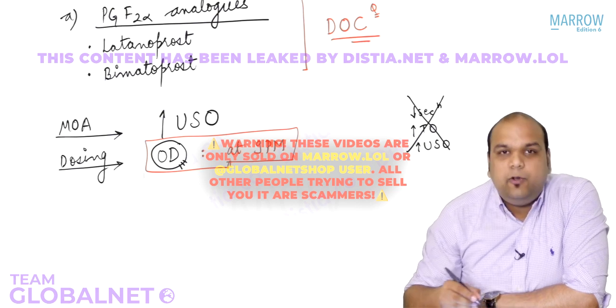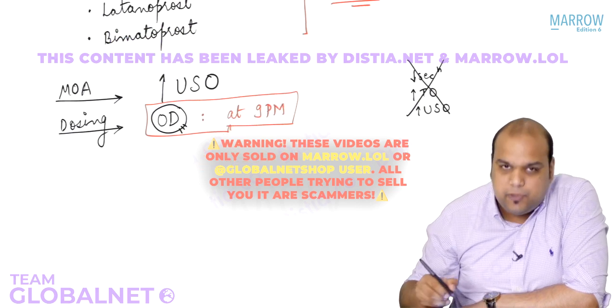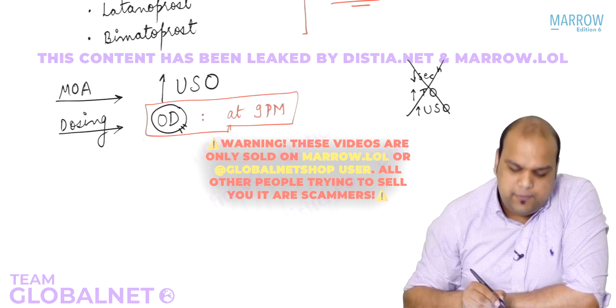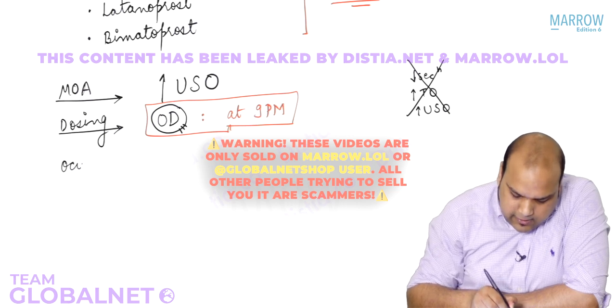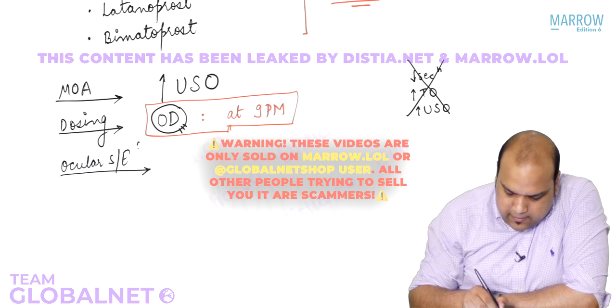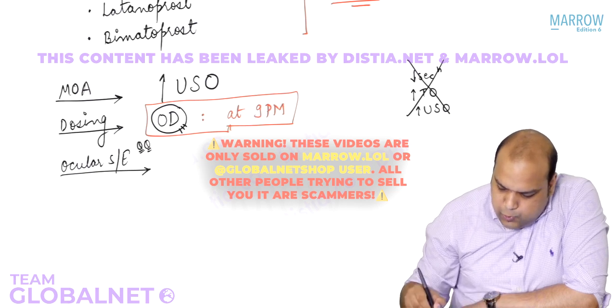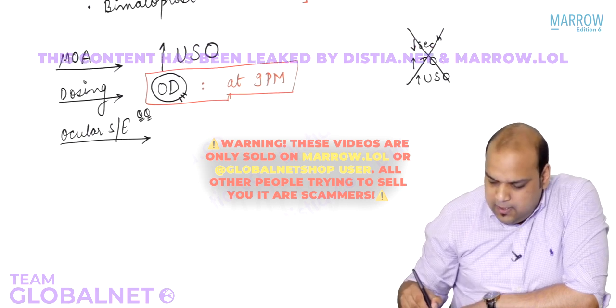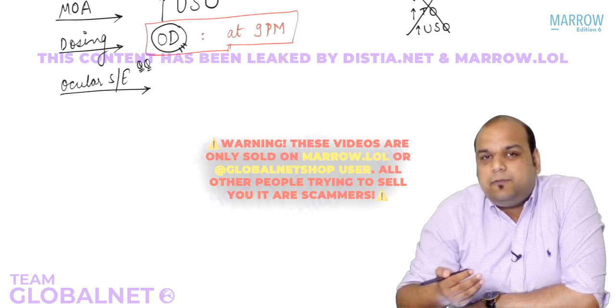Okay. OD dosing done at 9 p.m. 9 p.m. is one of the most famous brands for latanoprost eye drops also. Now, what are the ocular side effects? Very important question. Anti-glaucoma drugs are usually used for a long time. So usually patients will end up with some of the side effects.